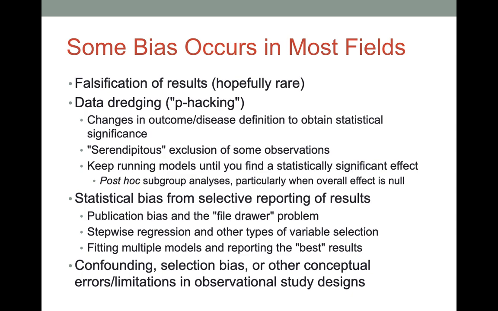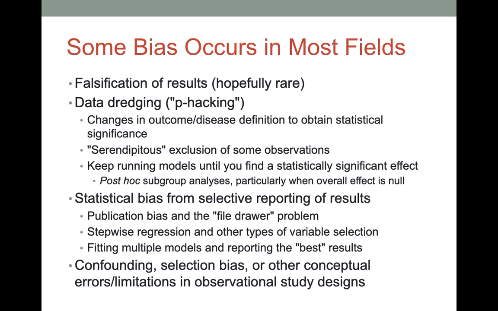There's other types of bias that occur, in fact, in many fields, probably including public health. There's some statistical bias from selective reporting of results. This is sometimes referred to as publication bias or the file drawer problem. The idea that sometimes if you do a simple analysis, you don't see anything, it gets filed away or put in the back of the file drawer because it's not a high priority to publish it.